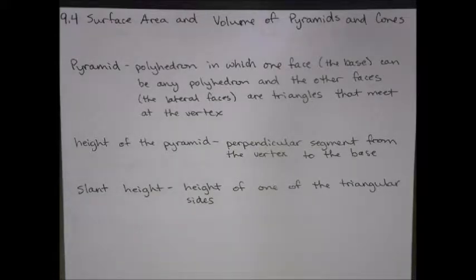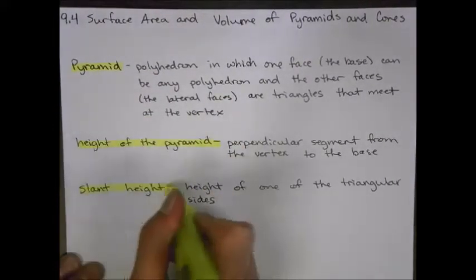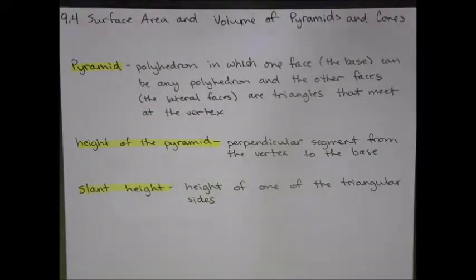Today's lesson, we're going to be learning about surface area and volume of pyramids and cones. Right now, I want you to go ahead and write down the definition of the pyramid, definition of height of the pyramid, and then slant height. So go ahead and pause the video so that the students can write down those definitions. So let's go ahead and read through the definitions now that you've written them down.